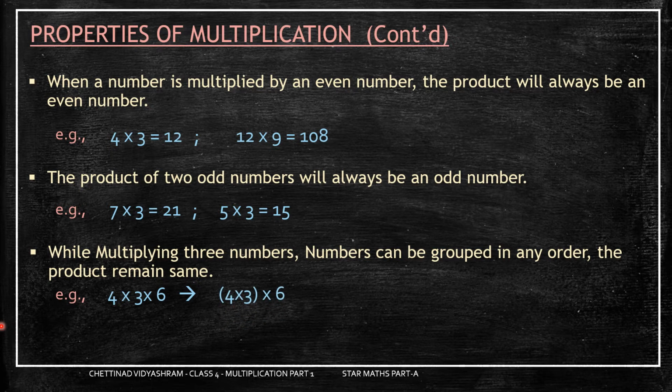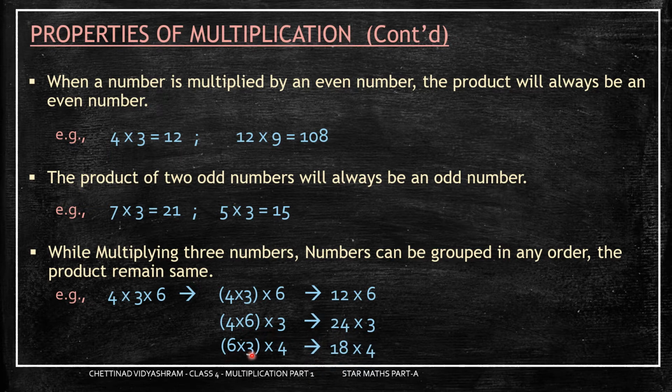Let us check it. 4 into 3 into 6. Now first I have grouped 4 into 3, then multiplied by 6. Then 4 into 6 into 3, then 6 into 3 into 4. Now let us see, 4 into 3 is 12, 12 into 6. 4 into 6 is 24, so 24 into 3. Then 6 into 3 is 18, which is 18 into 4. We know that 12 6s are 72, 24 3s are 72, and 18 4s are 72. In this case, we have grouped three numbers in different order, but their product is same.